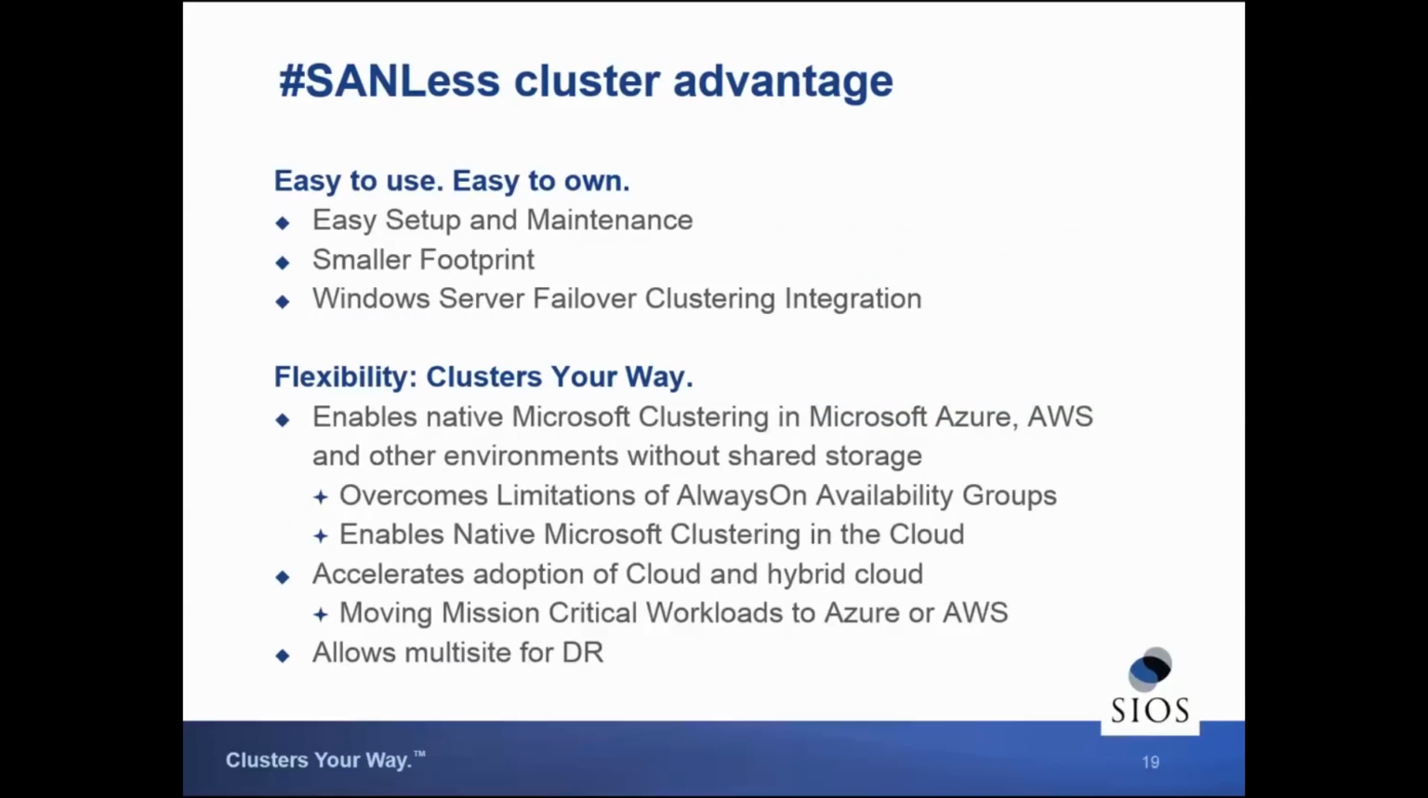Easy to use. Set up and maintain it very simply. Uses an MMC snap-in to control it. Completely integrated with Windows Server failover clustering. You can even do this in Azure and Amazon. You overcome a lot of the limitations of always-on availability groups, including the requirement of Enterprise Edition. You can actually do this with Standard Edition if all you need is 2 clustered nodes.